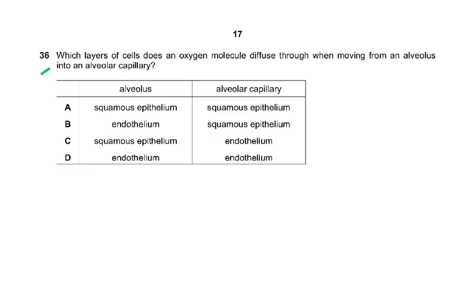Question number 36. Which layers of cells does an oxygen molecule diffuse through when moving from an alveolus into an alveolar capillary? So the alveolus has to have squamous epithelium, and the alveolar capillary has to be endothelium. So that's why the answer is C. Alveoli are squamous epithelium, flattened cells joined together like a jigsaw puzzle. And the alveolar capillaries are always made up of endothelium. So for 36, the answer is C.